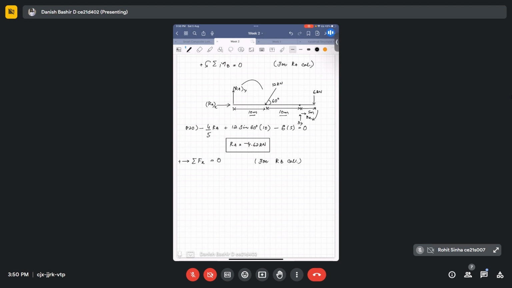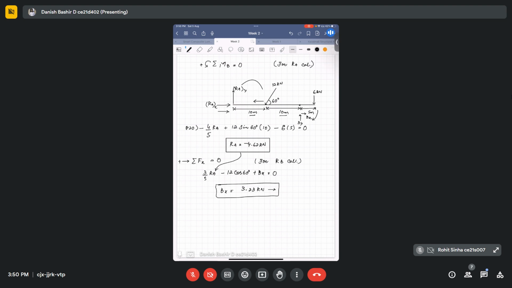Oh, and we know that RAX is equal to 3 by 5 RA, and it is positive because it's acting in the same direction, the positive direction. Minus, so this 12 kilonewton horizontal component is acting in the opposite direction: minus 12 cos 60 degree. It's very easy seeing from the components, plus BX. BX is equal to 0. Substituting RA here, we can get BX as 3.23 kilonewton, and it's in this direction.